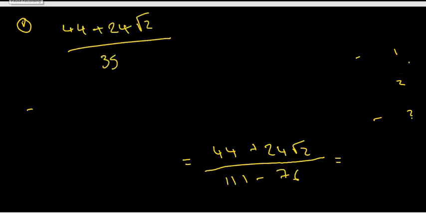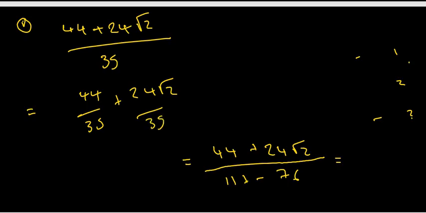Okay, so from here we can clearly see that 44 will maintain it the way it is, and 24 root of 2 will maintain it the way it is. Then when we subtract these two, it is going to give us this number, which is 35. Then from there you can write it as 44 divided by 35, then plus 24 root of 2 over 35. Then we are done with this question.